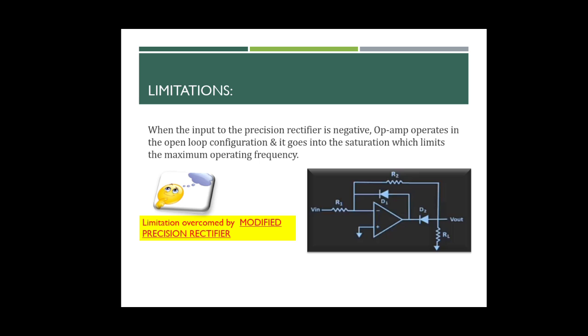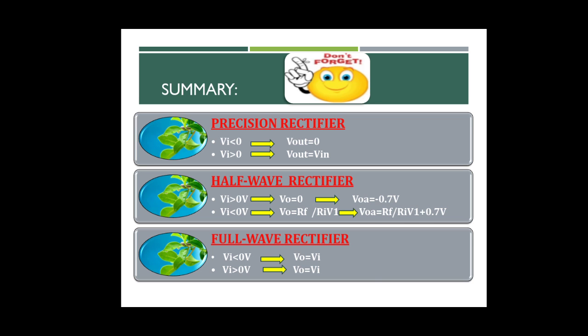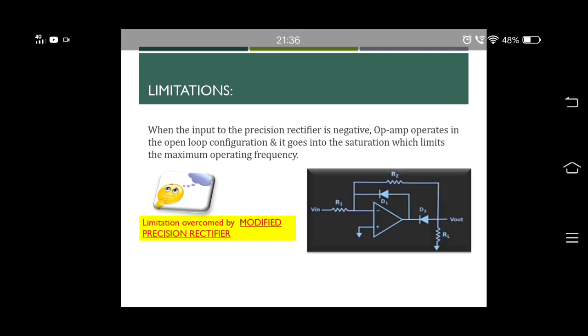The next slide is about the limitations. When the input to the precision rectifier is negative, the operational amplifier operates in the open loop configuration and goes into saturation, which limits the maximum operating frequency. It can be overcome by the modified precision rectifier. The modified precision rectifier uses 2 diodes. The second diode prevents the op-amp from going into saturation, which increases the frequency response of the op-amp.